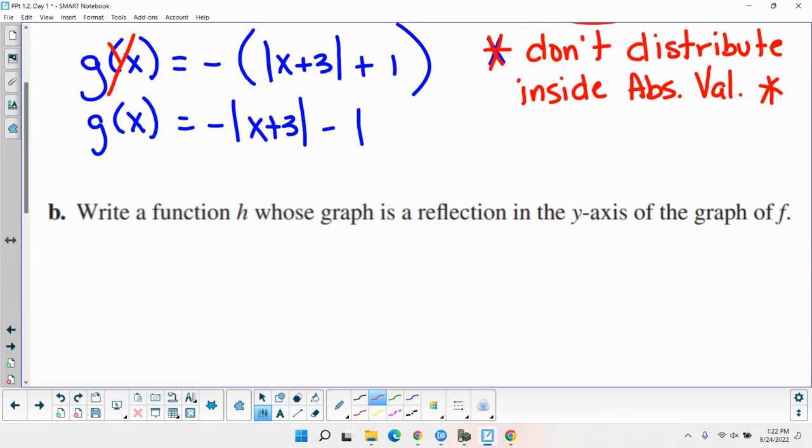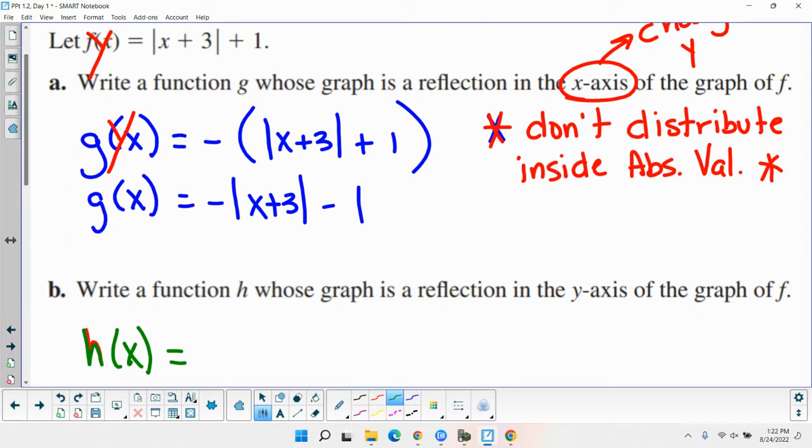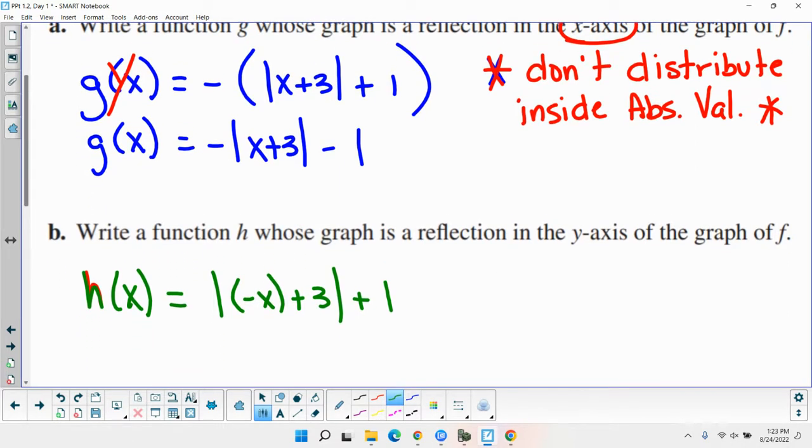Reflection in the y-axis. So this time it's h. Okay, we start with the same one. All right? Absolute value, and then negative x plus 3 plus 1. Put it inside, right? You're just doing it to the x. And that I can't really simplify. I can drop the parentheses, I guess. But I can't really do anything to that. So that's our reflection about the y.